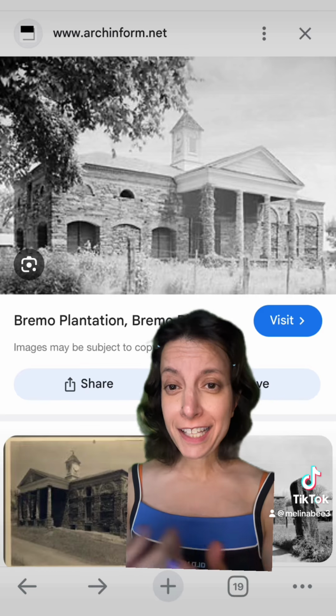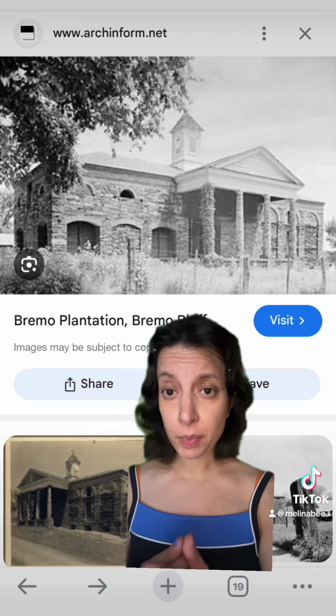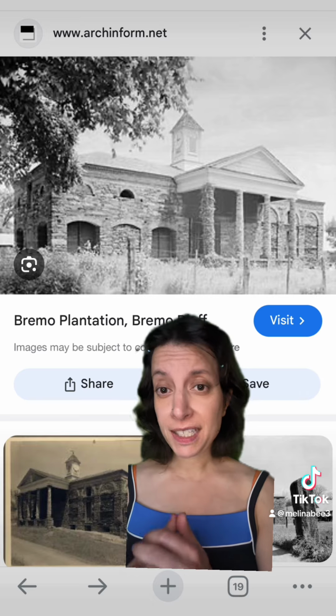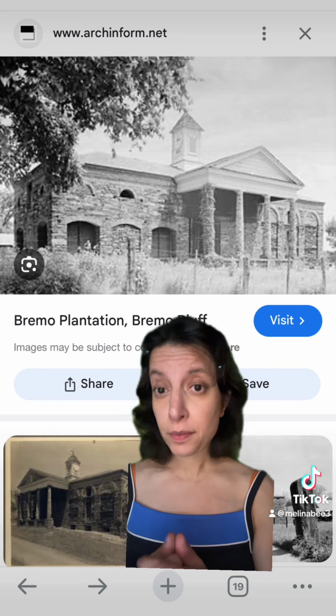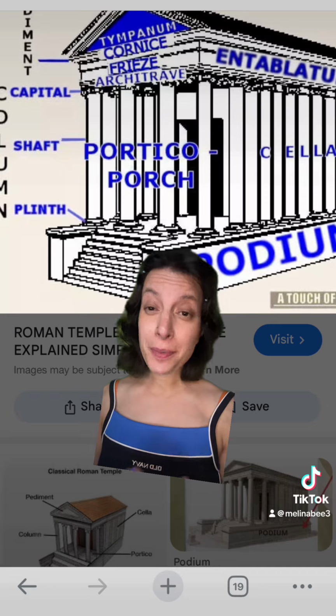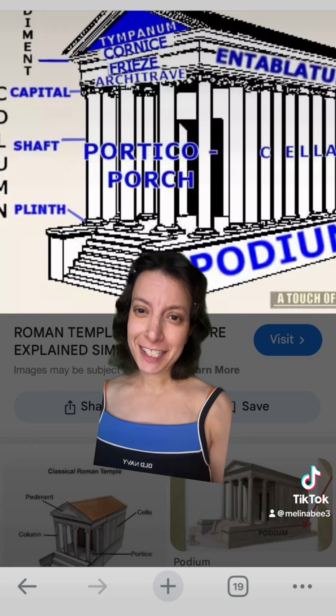So all classical revival buildings would have been built with enslaved labor, and the one behind me, Bremo Plantation, is an example of a plantation. A classical portico using a Roman order is the character-defining feature of this style.